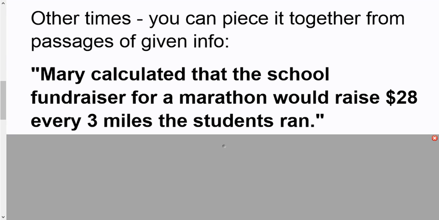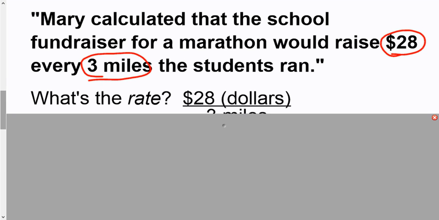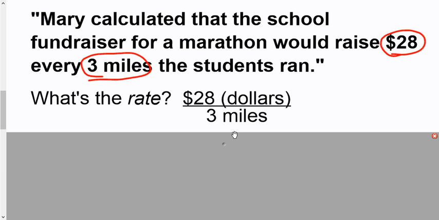Now, in your brain, aren't you literally just saying, well, let's see, there was $28 for every 3 miles. Oh, couldn't I just do that? What's the rate? $28 over 3 miles. Yeah, that's the rate. Because for every 3 miles that the kids complete in that race, they've raised $28. Why am I putting $28 on top?